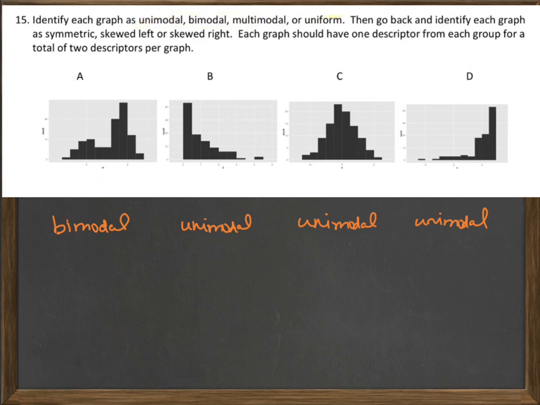Well, another thing that the question wants us to answer, it says identify each graph as symmetric, skewed left, or skewed right. So let's go ahead and do that. Well, this first graph here looks like it kind of has a left tail. So remember, when you have a left tail, we say that it is skewed to the left. Okay, this guy kind of looks like it has a right tail. So when there is a right tail, then it looks like it is skewed right.